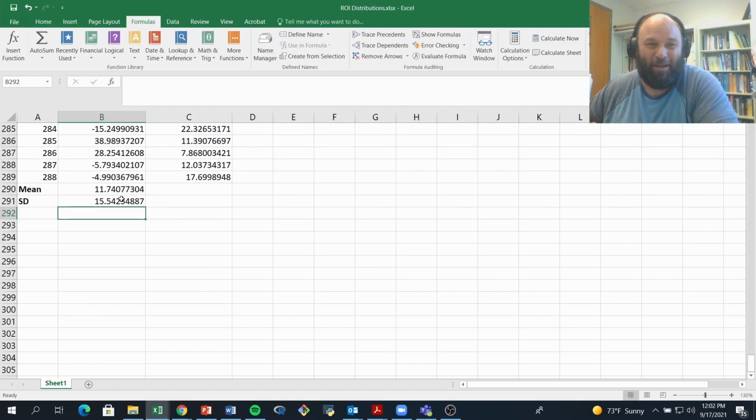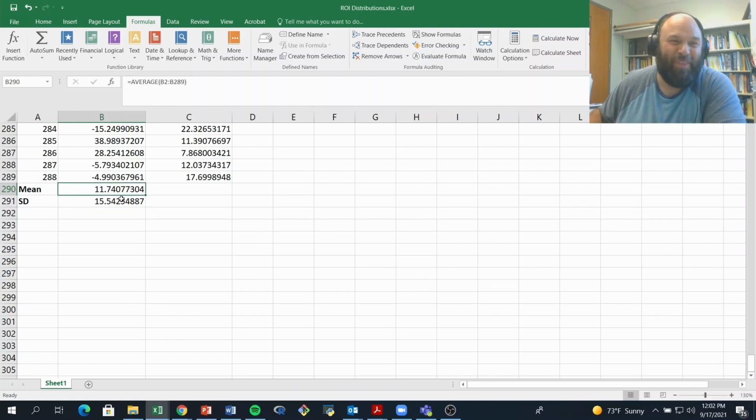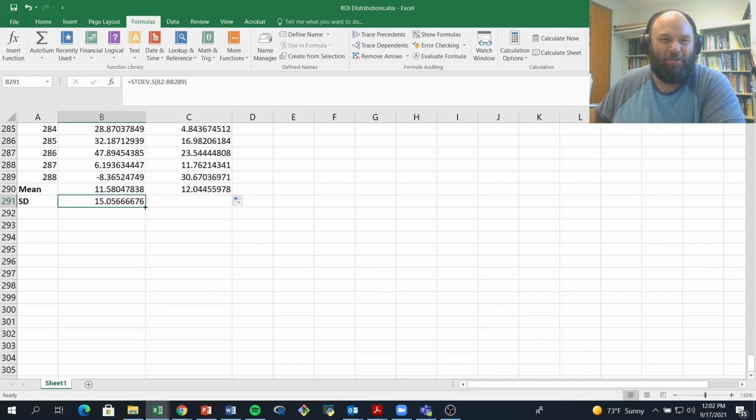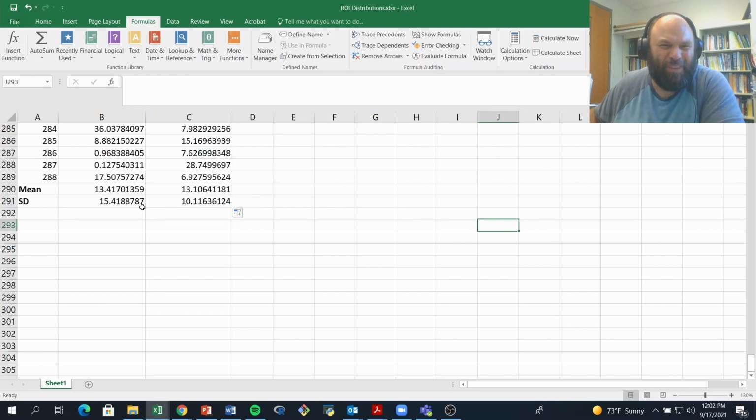And apologies for some things changing. I actually generated these from a random number generator from a normal distribution, which is why they keep changing, because that's so. So we've got the mean and the standard deviation for Fund 1. We're going to get the same for Fund 2. Apologies for the data changing. And now we'll interpret the results.